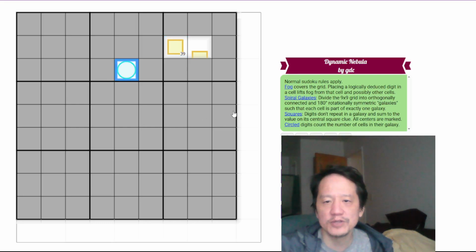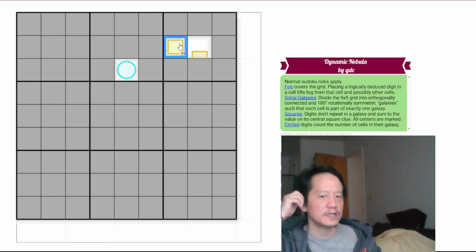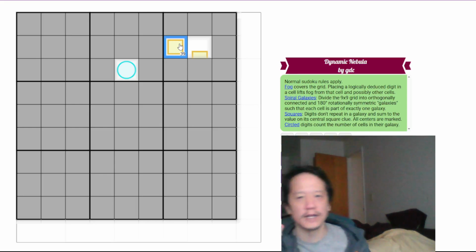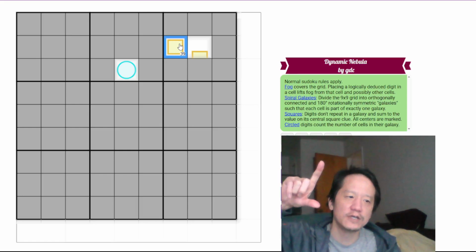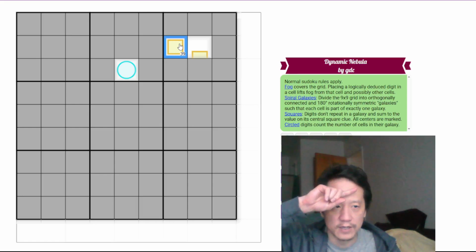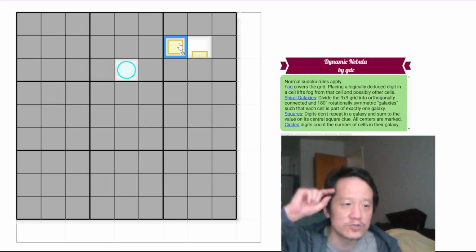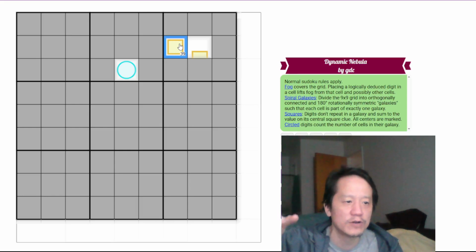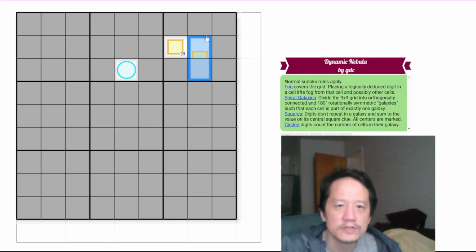Circle digits count the number of cells in their galaxy. So the square is the center of a galaxy, and the galaxy must be orthogonally connected, which just means that from any square in the galaxy, you must be able to trace a direct line to any other square using edges. So for example, we're going to choose this as a galaxy. We could not have something like this.